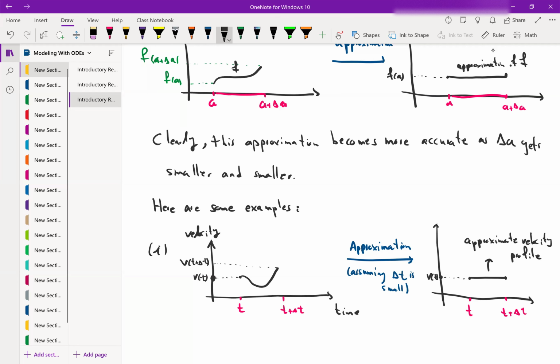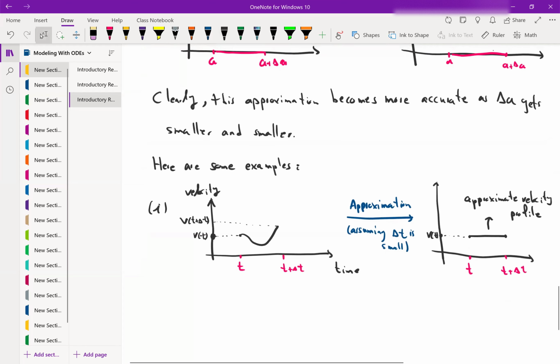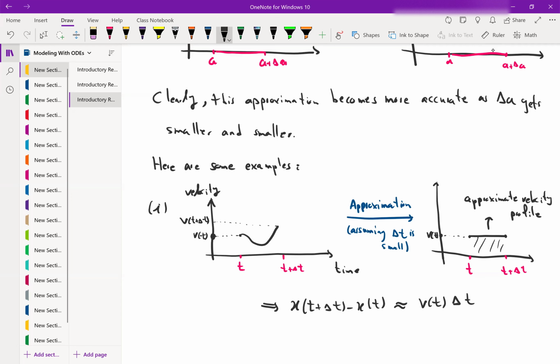Now you can think of this particle moving with constant speed during the interval from t to t plus delta t. And then this immediately tells me that, if I use this approximation, the displacement x of t plus delta t minus x of t is approximately v of t delta t, the area under the graph of v, right? So in a sense, I approximated the area under the initial velocity profile with the area of this simple rectangle, v of t delta t.